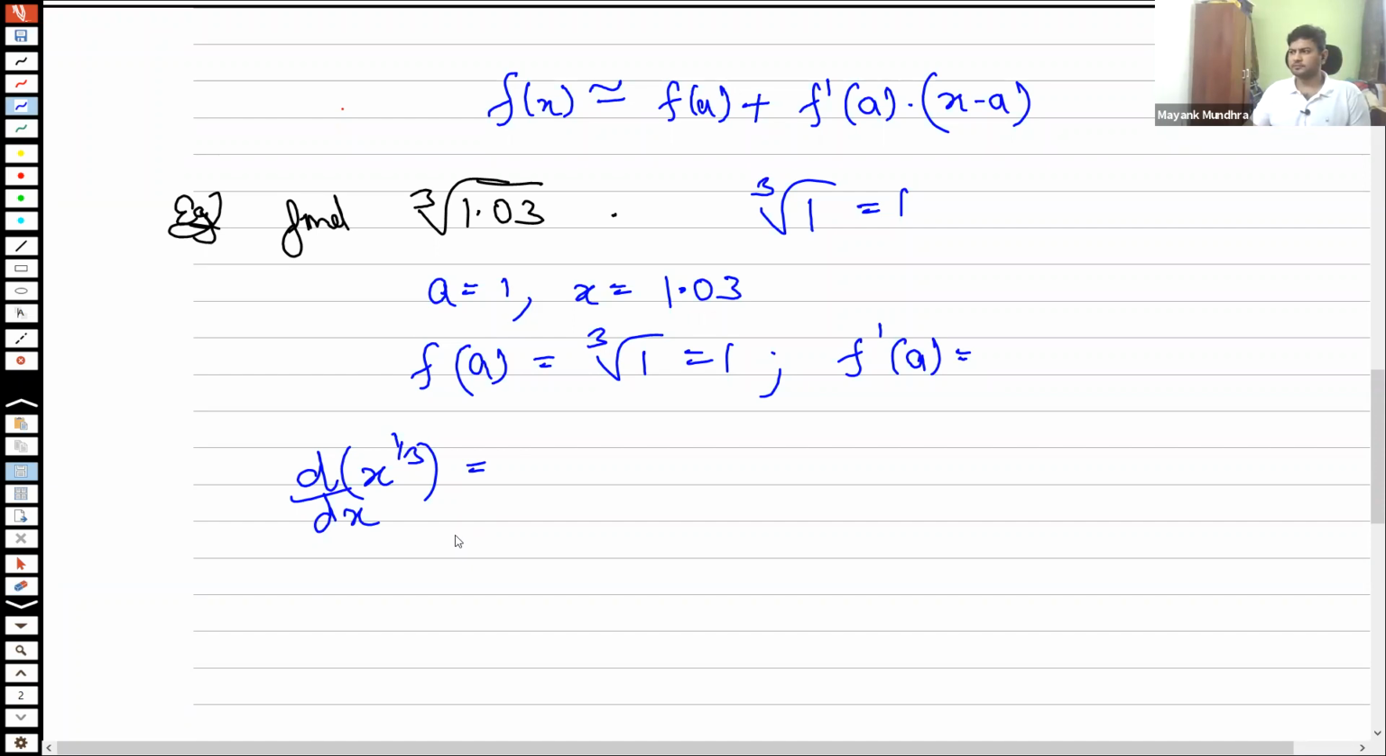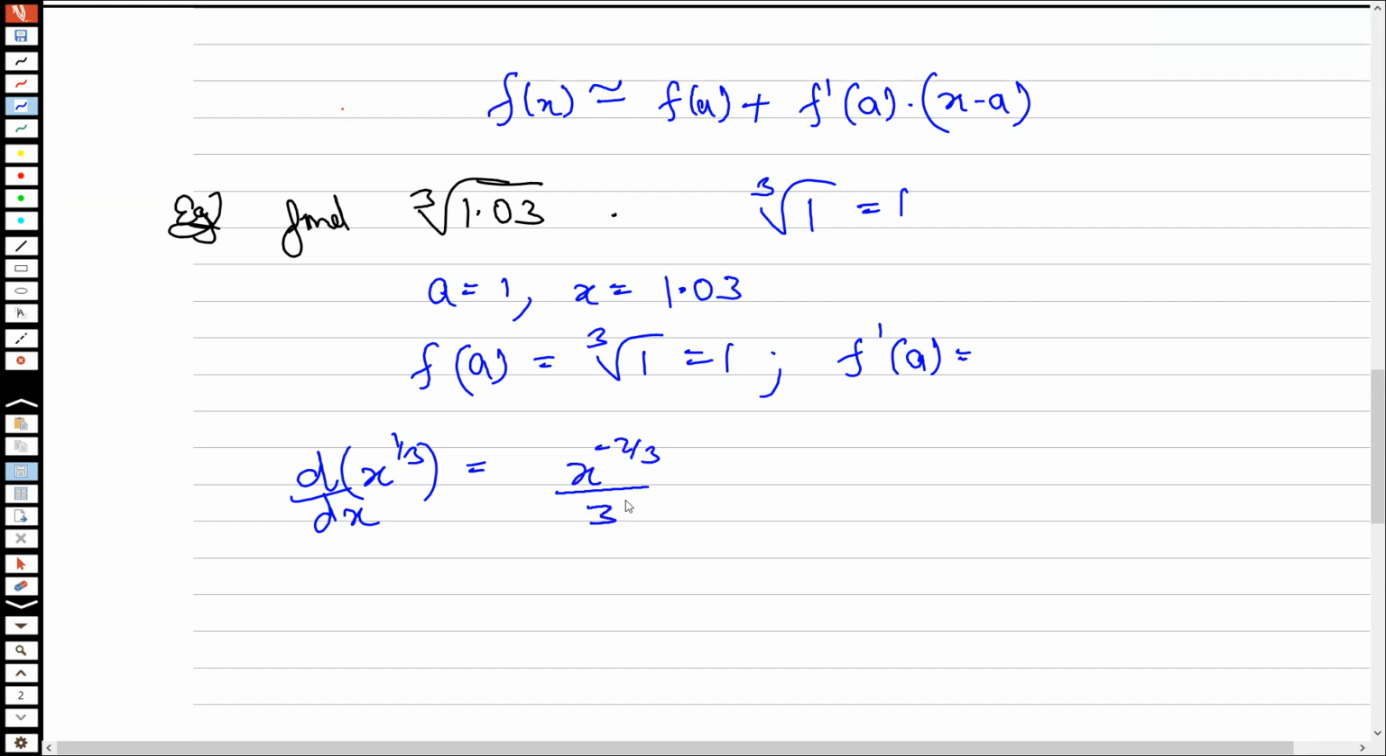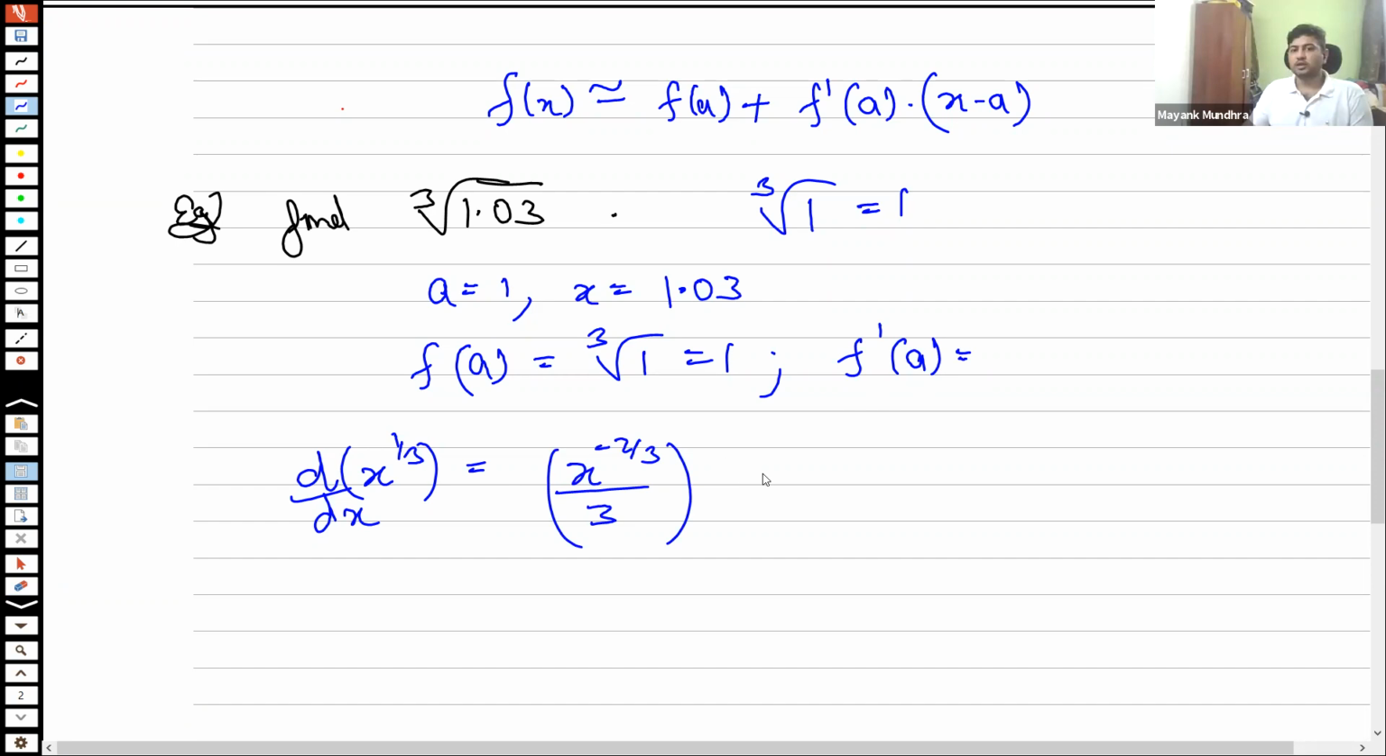Anyone? So 1 by 3 times x to the power minus 2 by 3, which for x equal to 1 implies that this derivative will be equal to 1 by 3. So f prime at 1 is going to be 1 by 3.